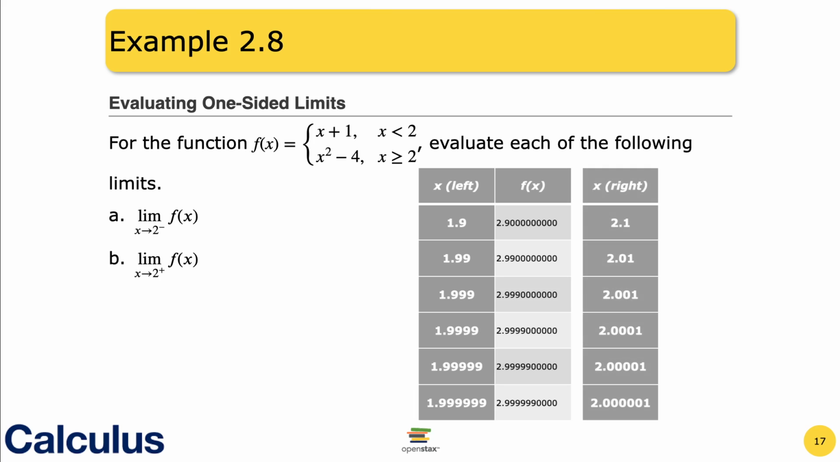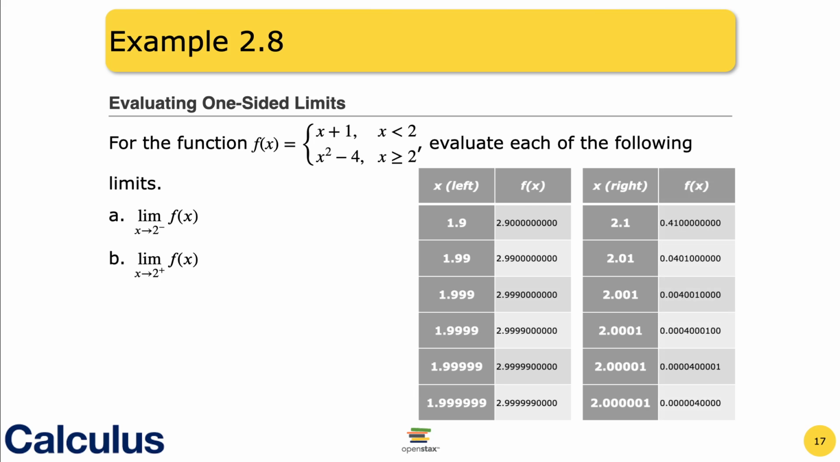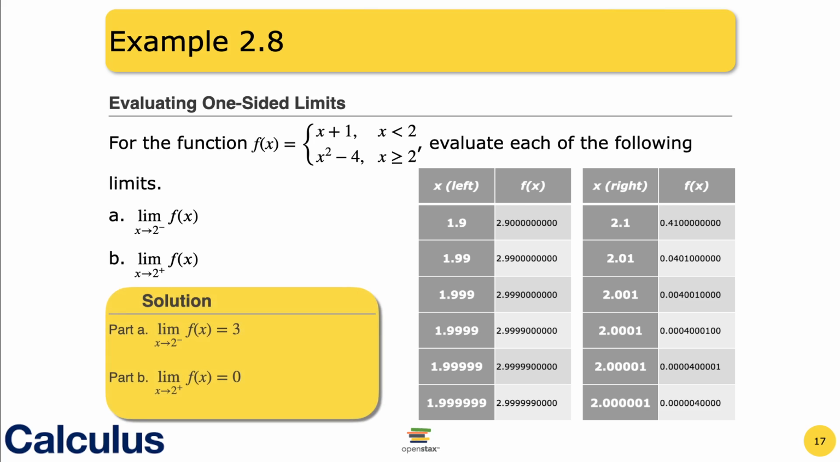If we plug in values to the right of 2 but extremely close to 2, we would be plugging into the bottom function x squared minus 4. Here we would see that the functional values approach 0. So we would conclude that the limit as x approaches 2 from the right of f of x is equal to 0. And here is how we would express it symbolically.